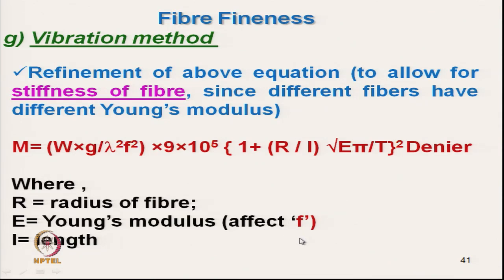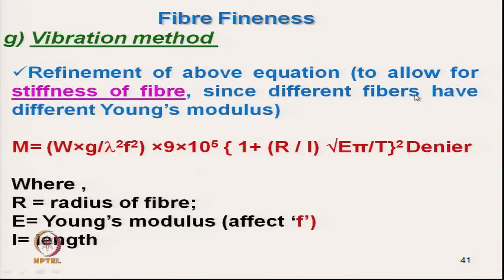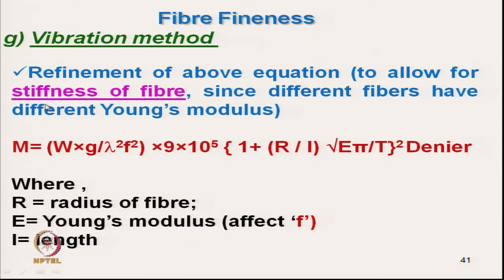So how to correct this? Our idea is to measure the mass per unit length, but if the result changes with the Young's modulus, then we will get a wrong result. To counteract this, a modified, refined formula is used, considering the Young's modulus. If we use the Young's modulus here, then we will get the corrected mass per unit length, the fineness of the fiber. So this is a refinement of the above equation to allow for the stiffness of the fiber.